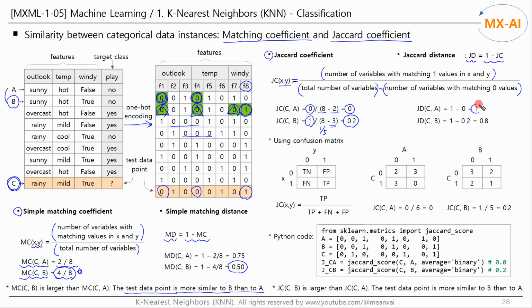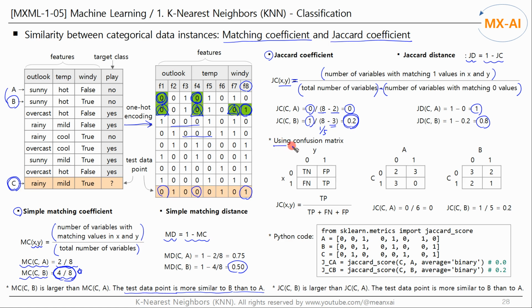The Jaccard distances are 1 and 0.8 respectively. Therefore, this test data point is more similar to B than to A. This is identical to the result of the matching coefficient on the left.